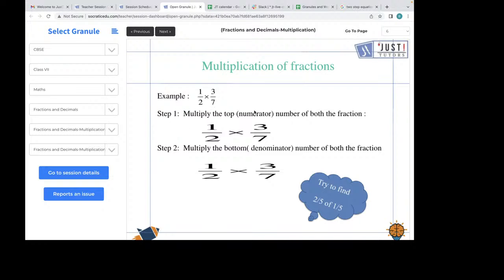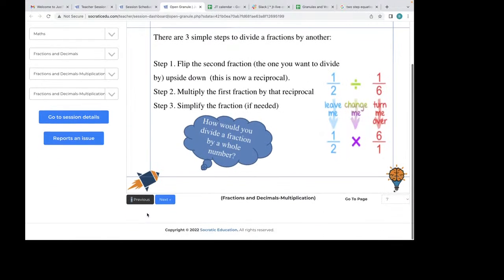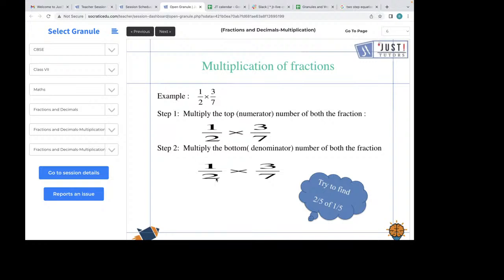So the step 1 is multiply the top number, that is numerator of both fractions. So क्या करना पड़ेगा, हमें 1 को 3 से मल्टीप्लाई करना पड़ेगा और 2 को 7 से मल्टीप्लाई करना पड़ेगा. Multiply the bottom denominator number of both the fractions. Again the same thing, we have to multiply 2 and 7. So जो हमारे पास आंसर आएगा वो 3/14, because 3 multiply 1 is 3 and 7 multiply 2 is 14.